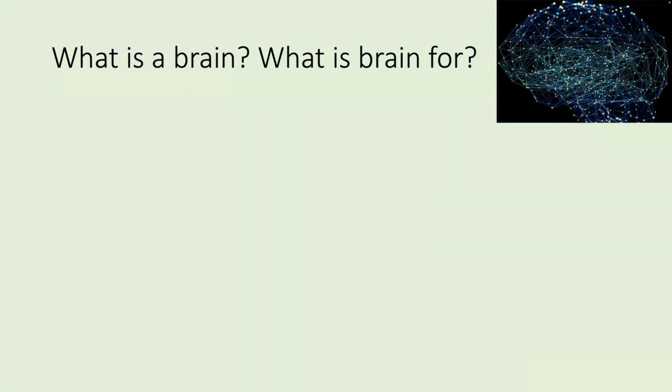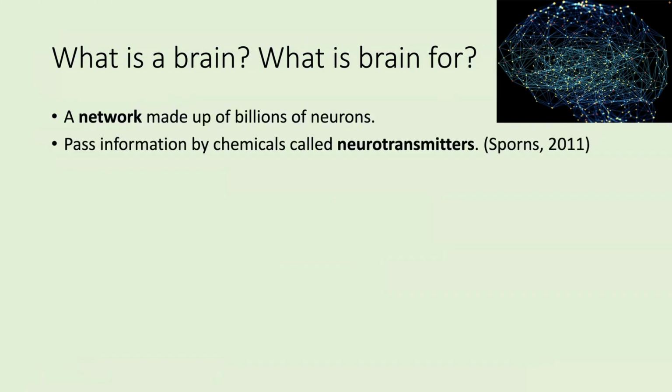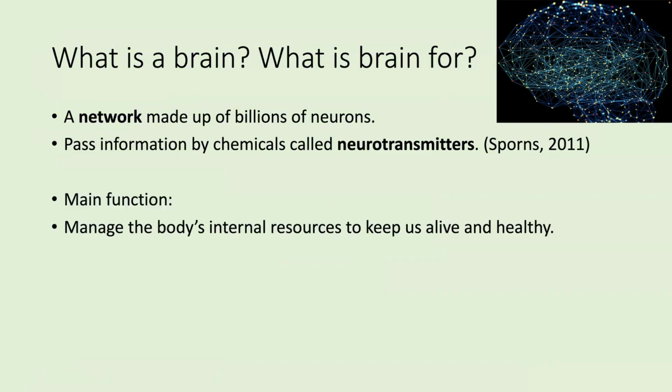First of all, let's talk about what a brain is and what it is for. The brain is a network made up of billions of neurons that communicate with each other. These neurons are surrounded by chemicals called neurotransmitters, which help to pass information to one another to help create different types of mental experiences. The main function of the brain is to manage the body's internal resources efficiently to keep us alive, healthy, and able to reproduce. This process is called allostasis.